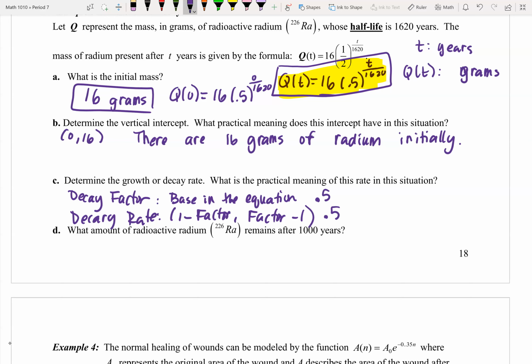Okay? What does this mean? I'm just going to say the amount of grams decreases by 50%.